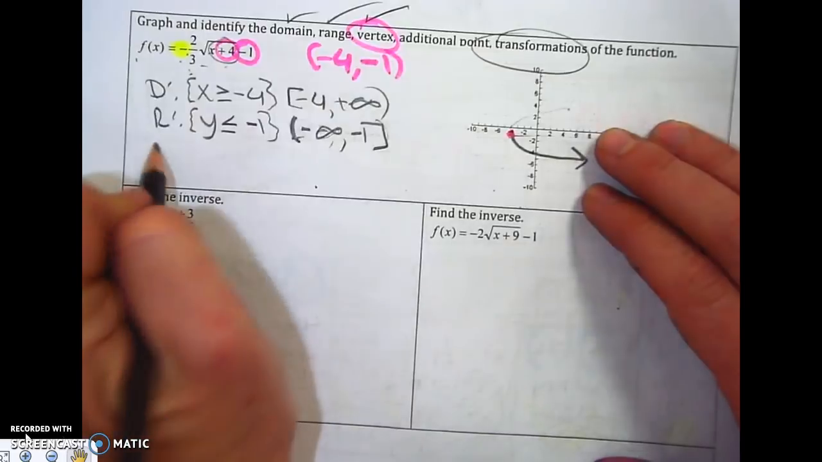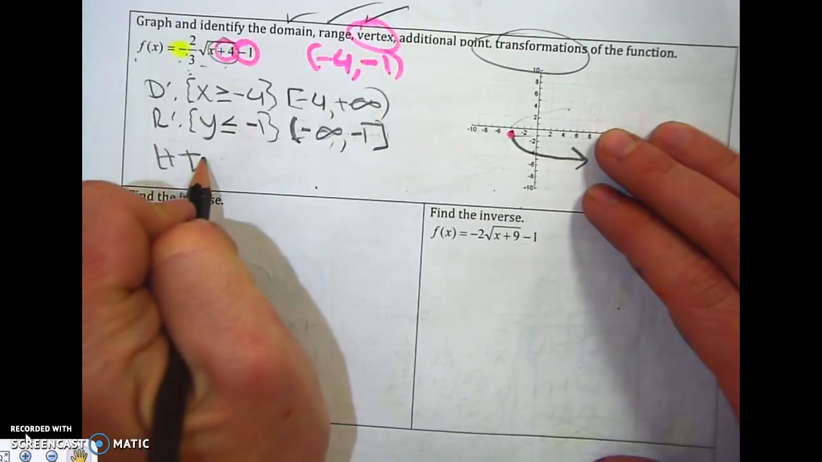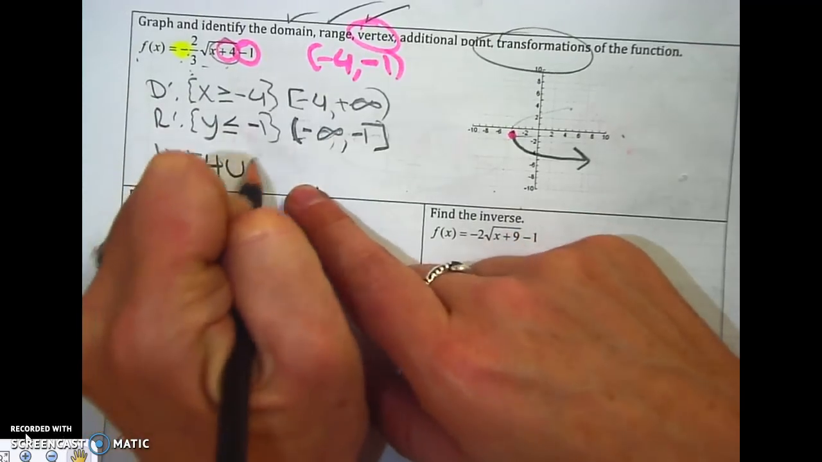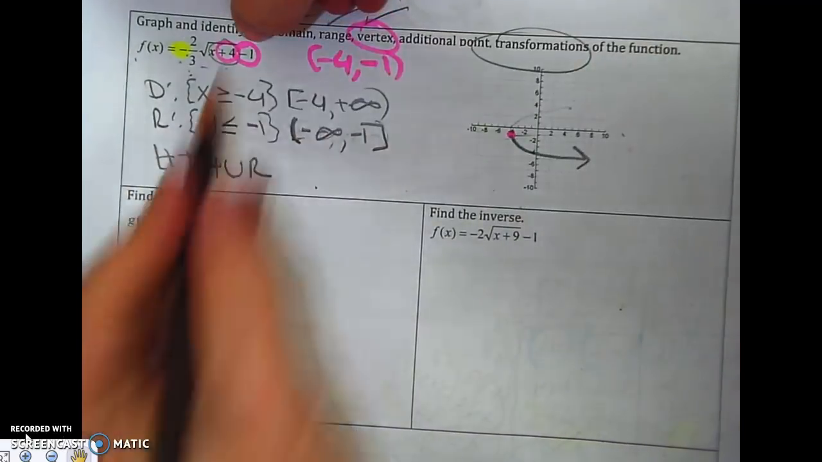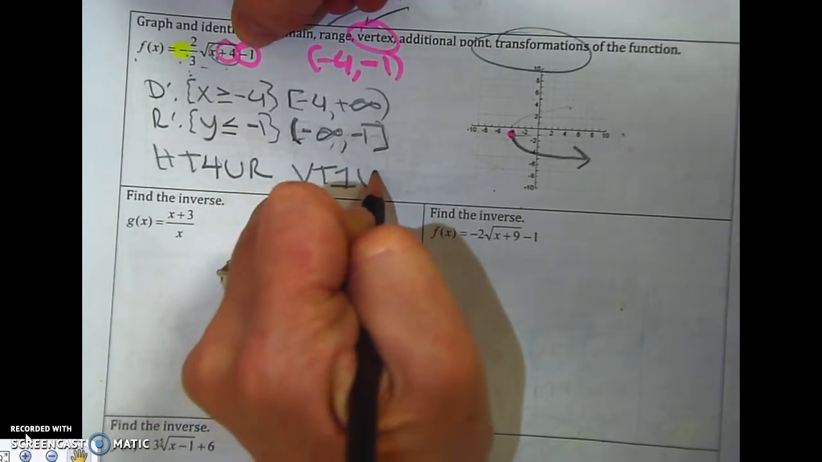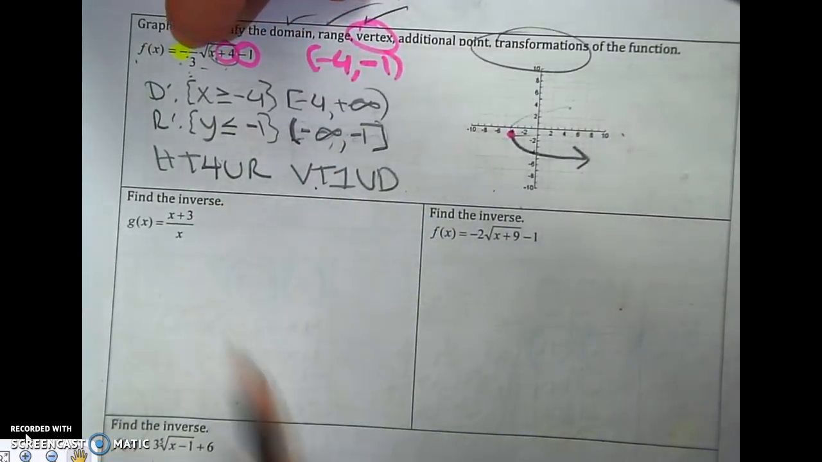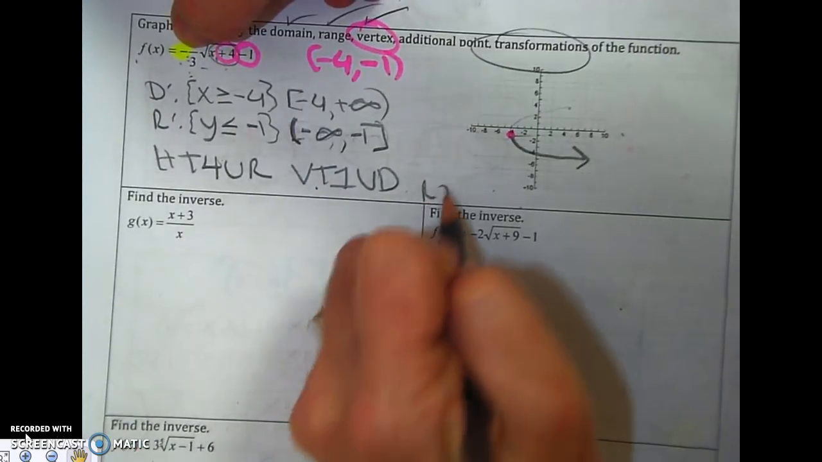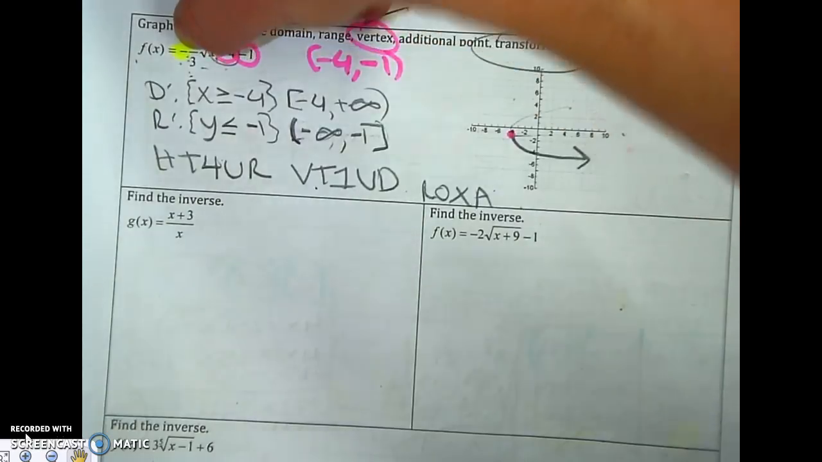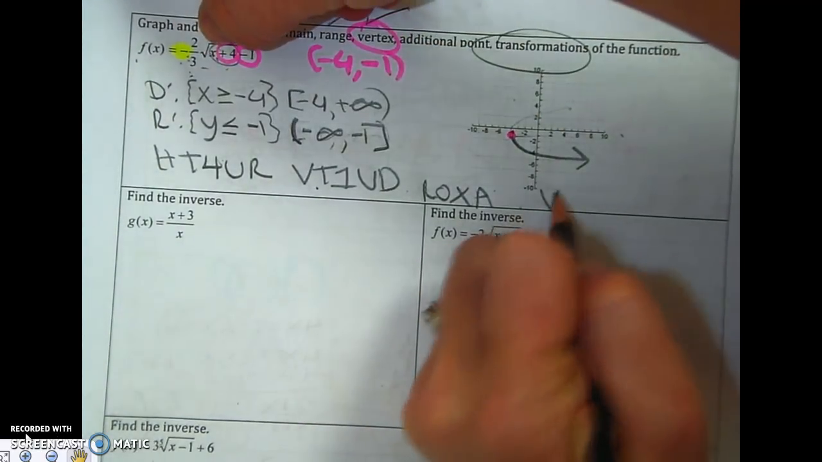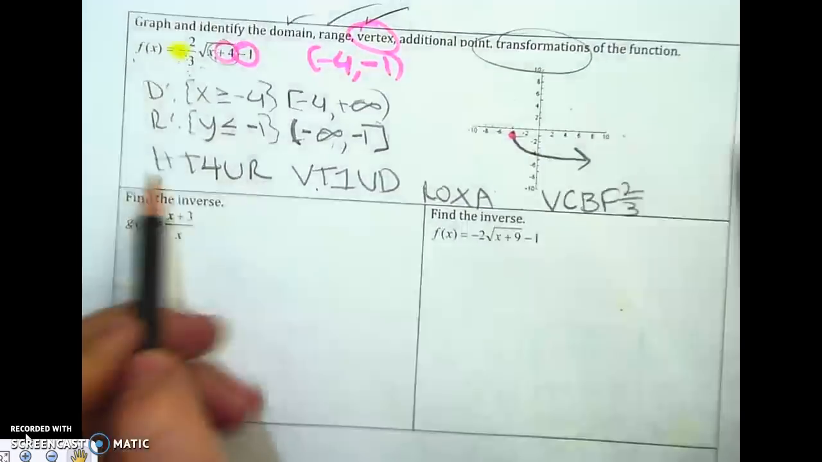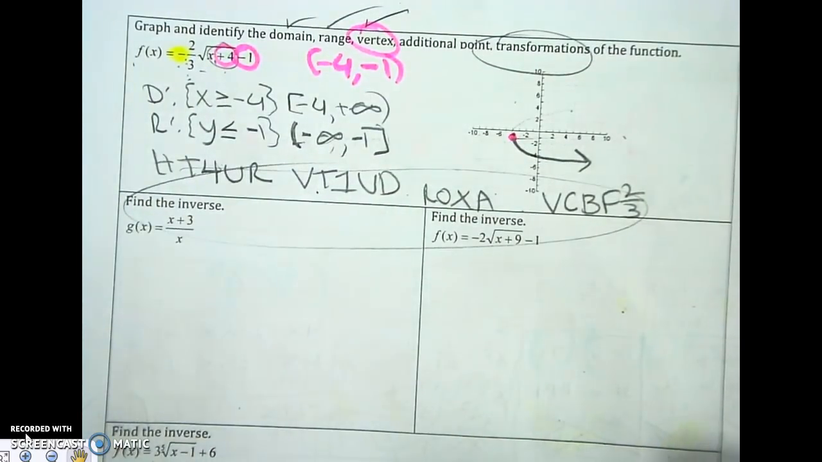For the 4, horizontal translation, not transformation, translation, 4 units right, because it's always the opposite. Vertical translation, 1 unit down. When it's with the y, it really means reflection over the x-axis. So if you look, it looks like it's flipped upside down. And then the 2/3 represents a vertical compression by a factor of 2/3. Let me tell you right now, you write this down, I don't know what that means.